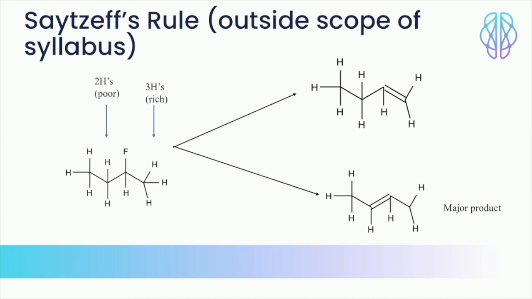That's the main takeaway. All you need to understand from Zaitsev's rule, if you do choose to remember it at all, is that the poor get poorer. So the carbon with the lowest amount of hydrogens is the one that's going to be attacked. So in this case, it's that one. And then that is the side where the double bond will form.